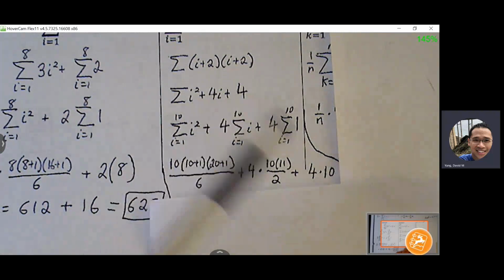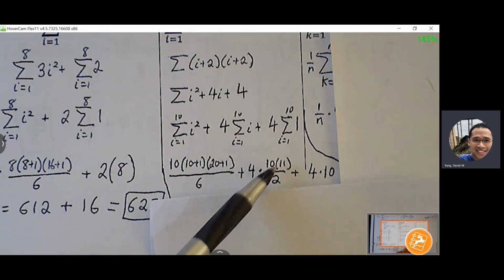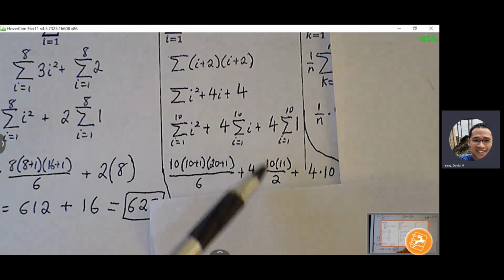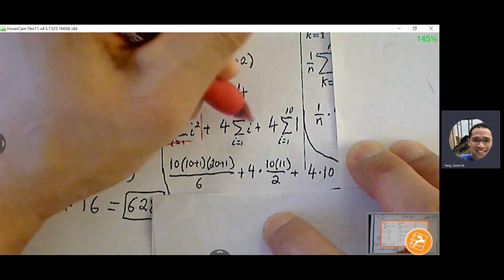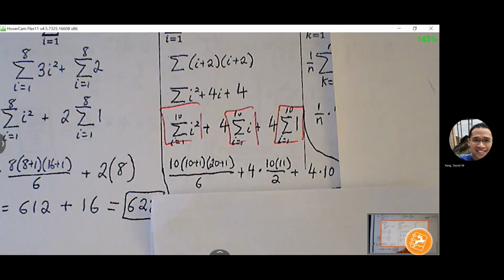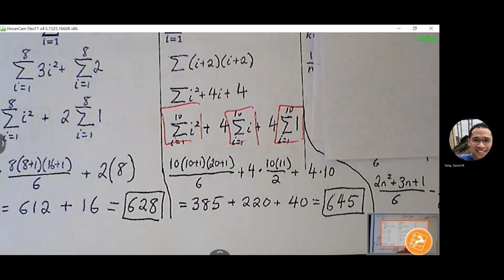My n value is 10 for all these terms, right? n times n plus 1 times 2n plus 1 all over 6. n times n plus 1 all over 2. And the n and the coefficient just kind of hangs out in front, multiplies with the resulting summation. So really, I'm just applying the rules for these pieces, and the 4s are just hanging out in front until I've resolved it. Ends up being 385 plus 220 plus 40 equals 645.